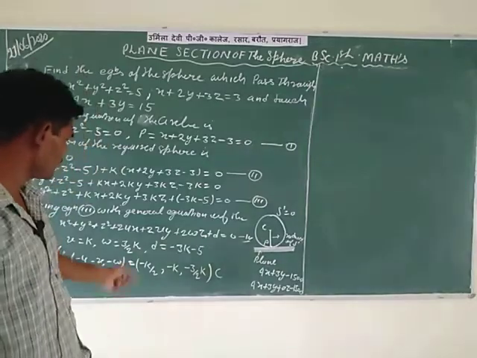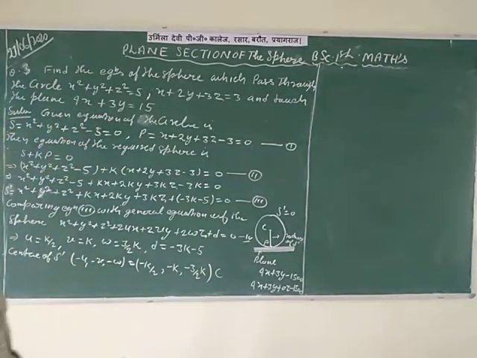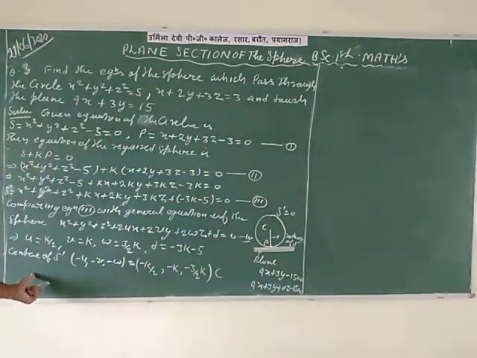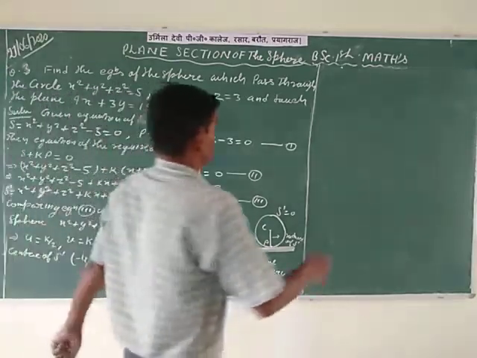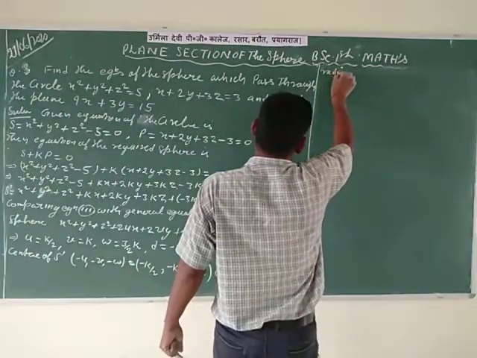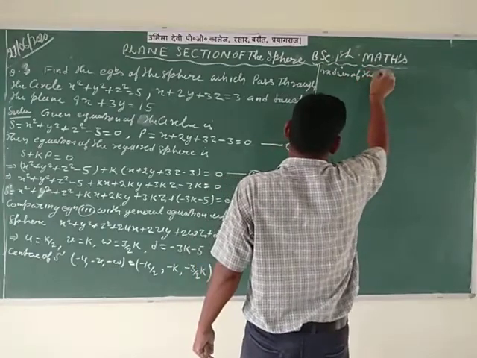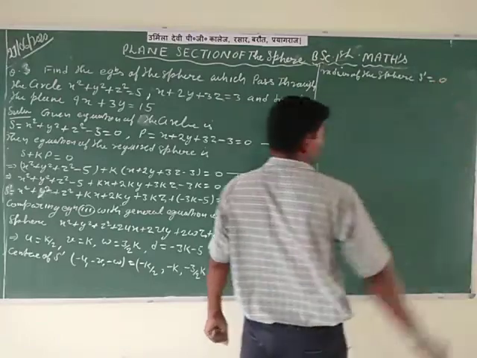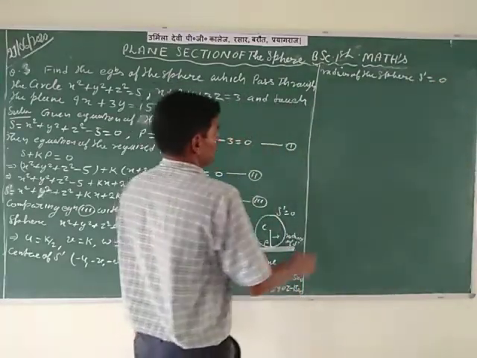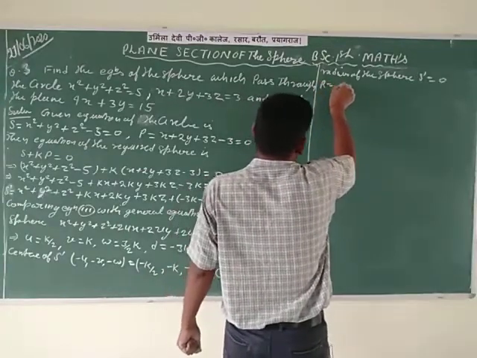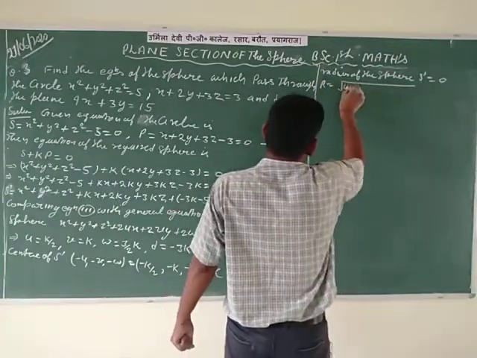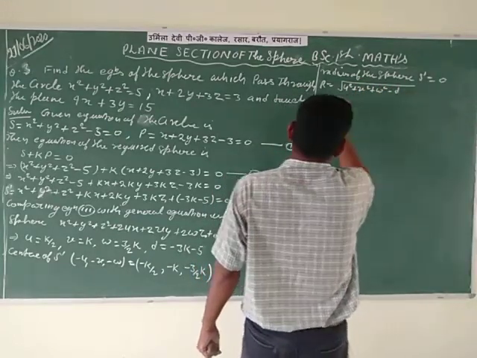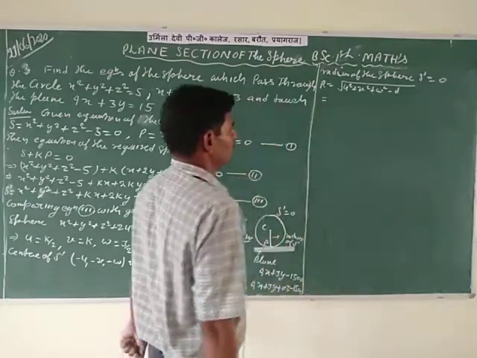Now calculate the radius of the sphere, meaning CP. CP is the radius of the sphere S dash equal to 0, the required sphere. The formula is R equals under root of u square plus v square plus w square minus d. So here, putting all the values of u, v, w and d.